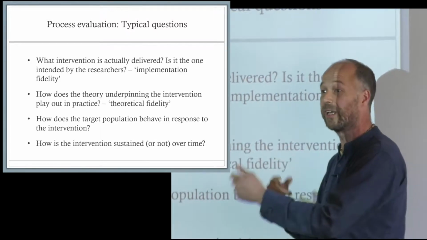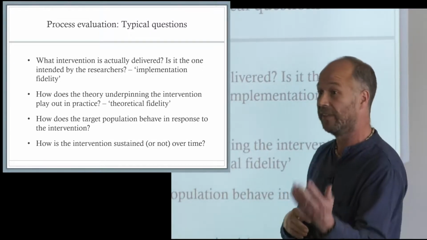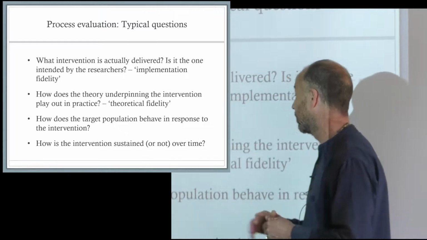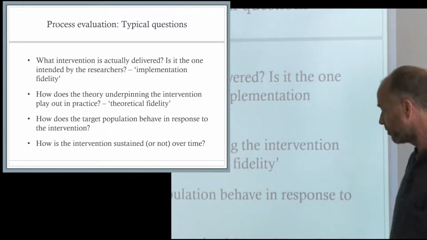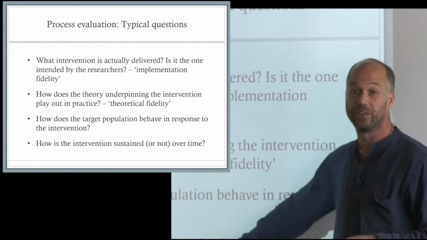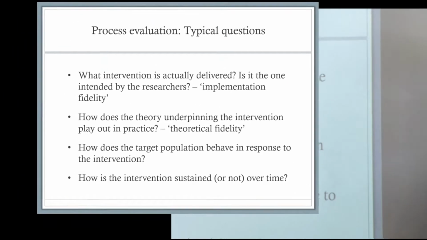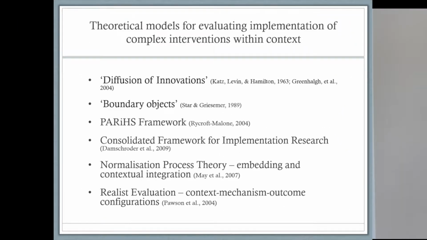What's the theoretical mechanism for this intervention working or not working, or that it works in this circumstance or not that circumstance? So clearly the target population is really important. How do they respond? And then can you sustain it over time? And I guess that's one of the key questions of implementation science. So that kind of sets out a sort of broad background to process evaluation.